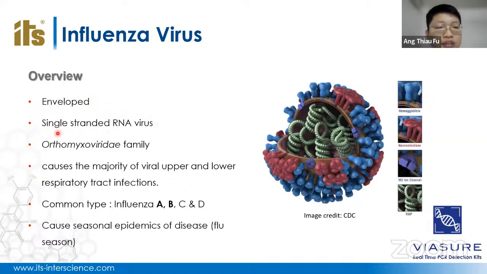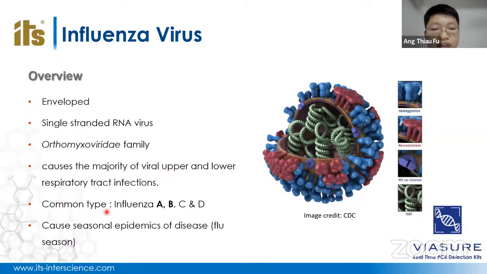Okay, and then this is also a single-stranded RNA virus. That means it's single-stranded and it's prone to mutation, so it can be easily mutated. It's under the orthomyxoviral family, and it causes the majority of viral upper and lower respiratory tract infections. Not only the upper, but it goes to the lower, to the lung section.